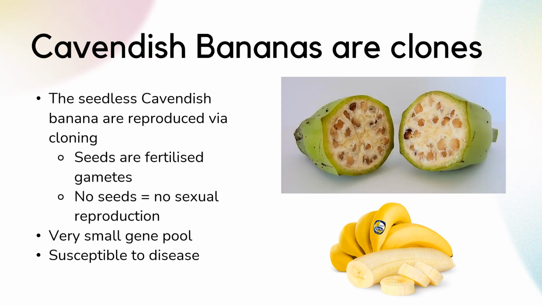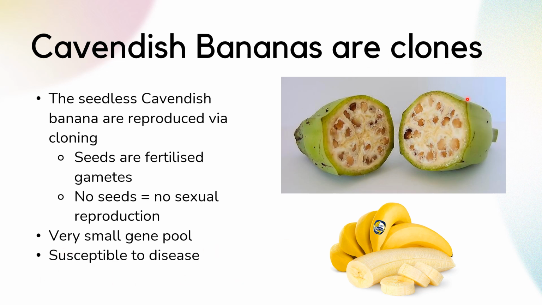Here are some fun examples of plants that are clones that you may not know of. So Cavendish bananas are actually clones. So this is the banana down here. When we eat them, this is what they look like. They are seedless. Remember, seeds are fertilized gametes. So if there are no seeds, it means there's no sexual reproduction. Therefore, a very small gene pool and susceptible to disease.